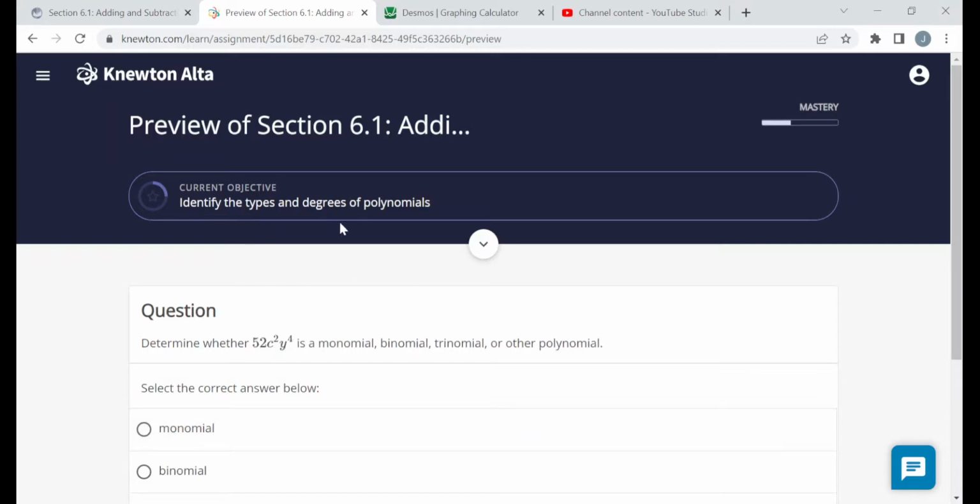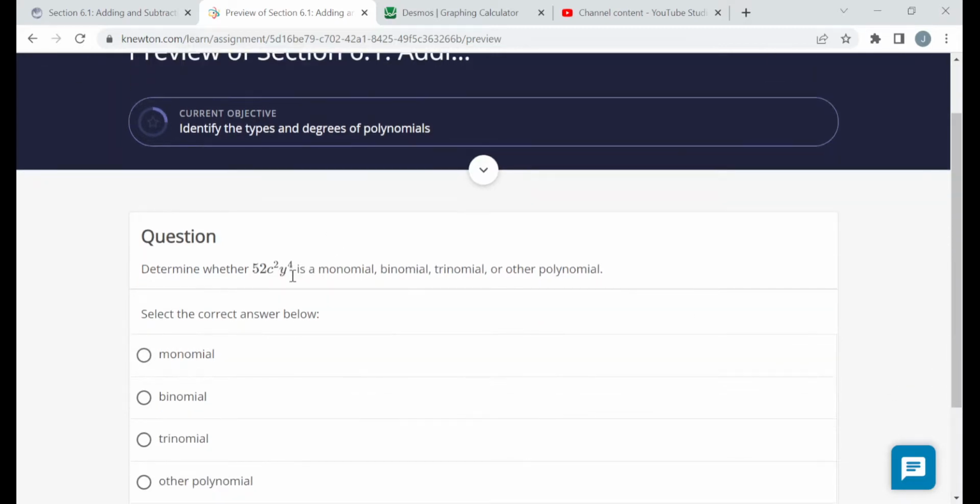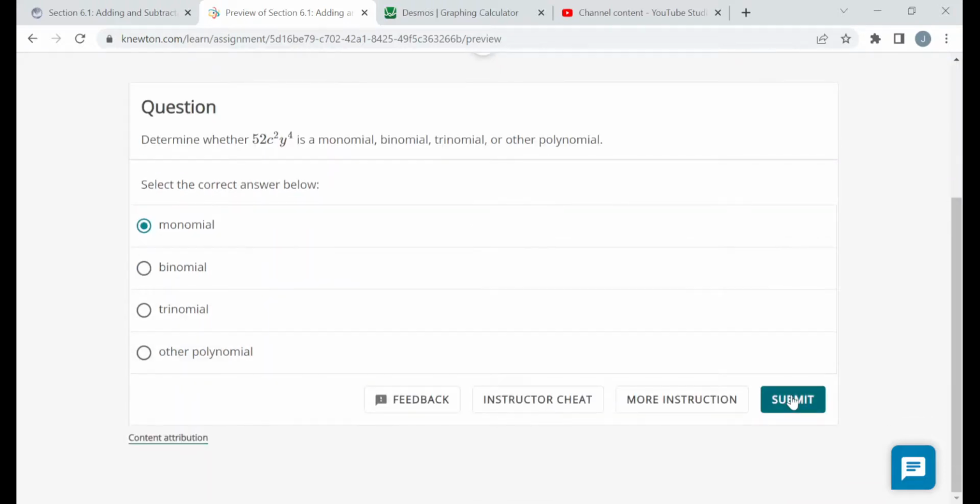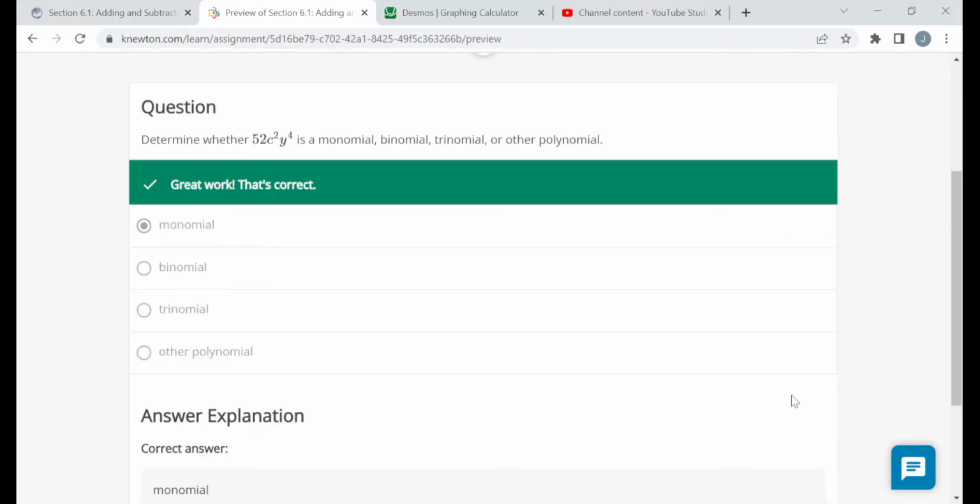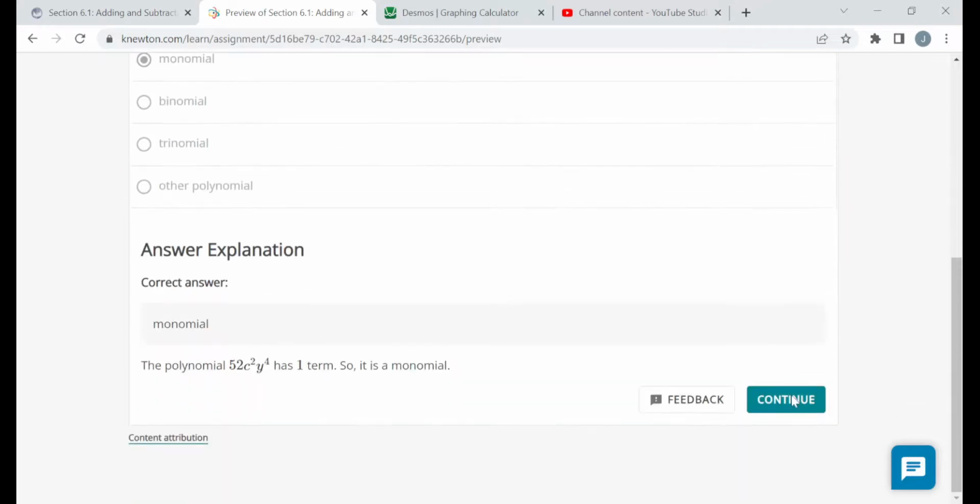Okay, back to the types and degrees. This should be simple enough. Is this a monomial, binomial, trinomial, or some other polynomial? Well, notice there's no sum here, right? It's not plus, plus, plus, minus, minus, minus, whatever. It's just a number times some variables to whole number powers. Remember, that was the definition of a monomial, one term. 52 times c squared times y to the fourth. This is a single term polynomial, a monomial, and that's it. Very quick. I feel like that objective is going to be pretty quick.